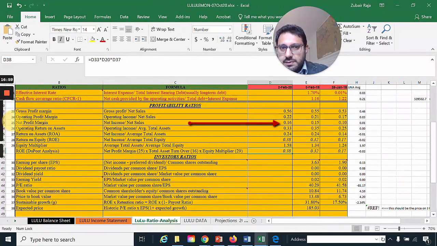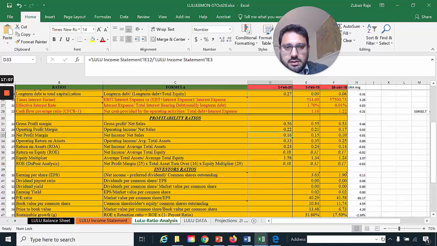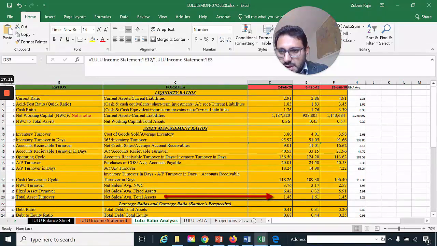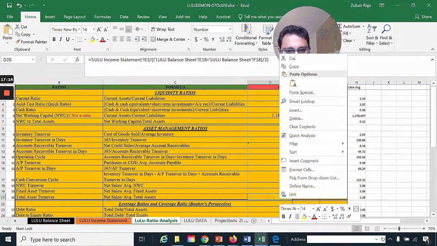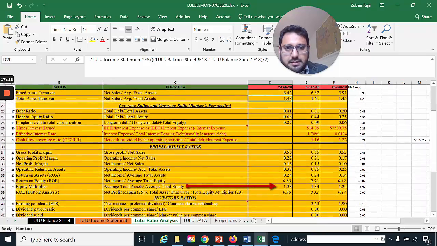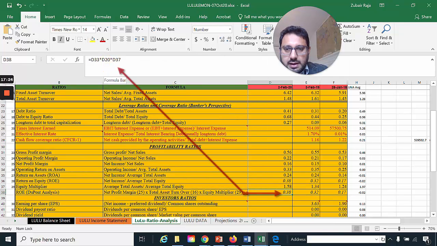If you see this one, this 25, so 0.6 multiplied by the total asset turnover, which is the ratio number 16 over here, which I calculated, 1.48, multiplied by the equity multiplier, which is 1.58. So you can see that D33 multiplied by D20 multiplied by D37. So it gave me actually 0.38.